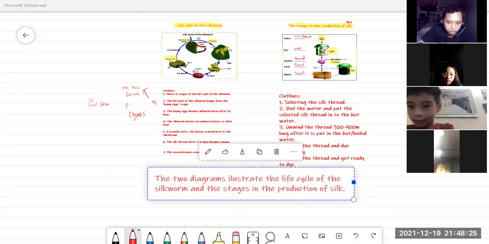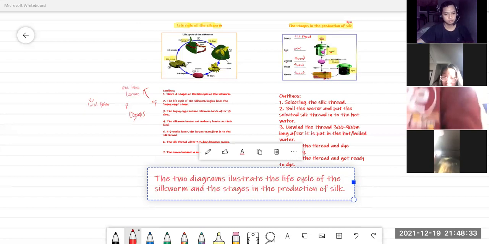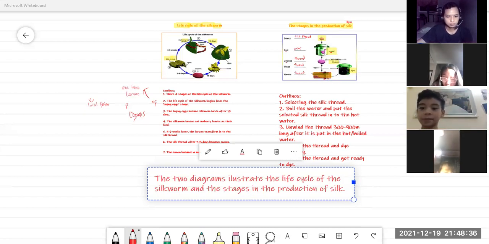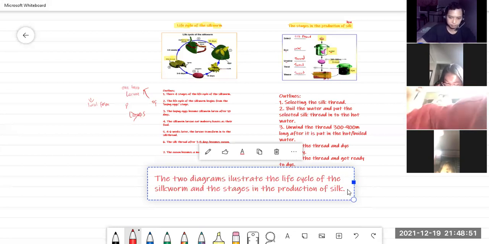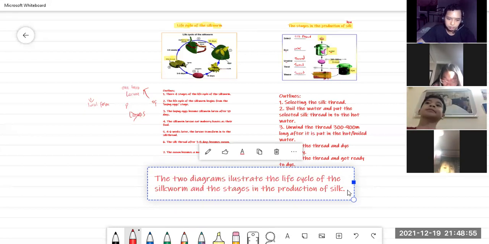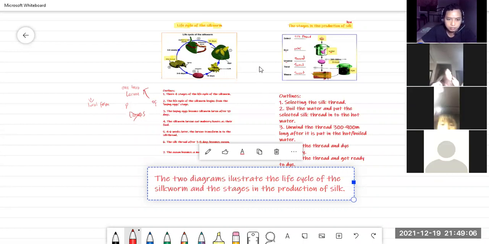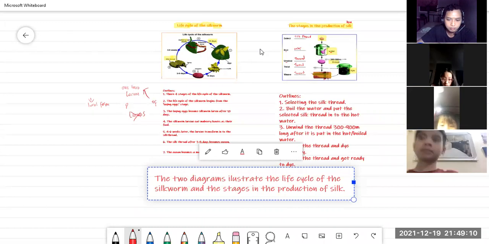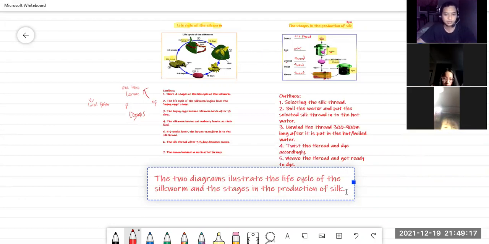Okay, Sok, can you read it? Yes, the two diagrams illustrate the life cycle of the silkworm and the stages in the production of. Okay, very good. What about Thui? Can you read this, Thui? The two diagrams illustrate the life cycle of the silkworm and the stages in the production of silk. Okay, very good. Next.